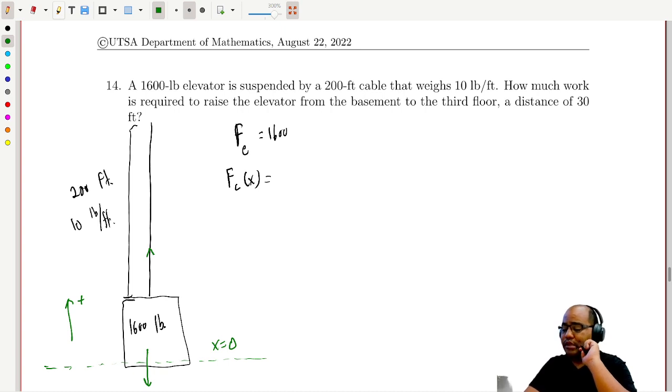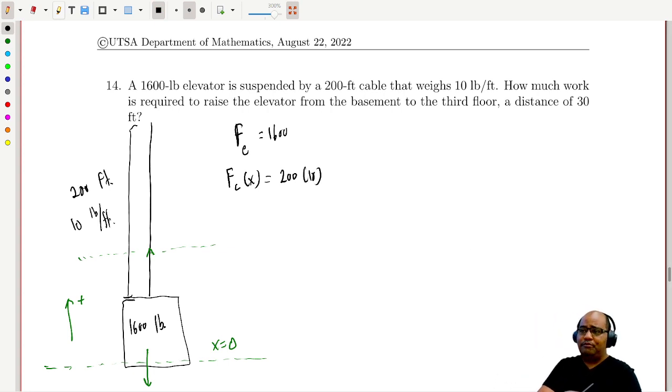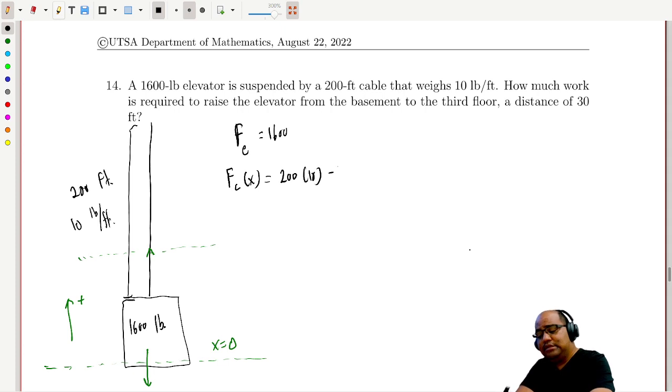Now, if I want to move this 30 feet, well, then I'm going to go to some distance here, perhaps. But now let's think about how much is remaining at each stage. The total weight of the cable, let's take that into consideration. There's 200 feet of cable, and it weighs 10 pounds per foot, so we just multiply to get the total weight of the cable. And then if I move the cable a distance of x feet, I have lifted 10x pounds of cable.